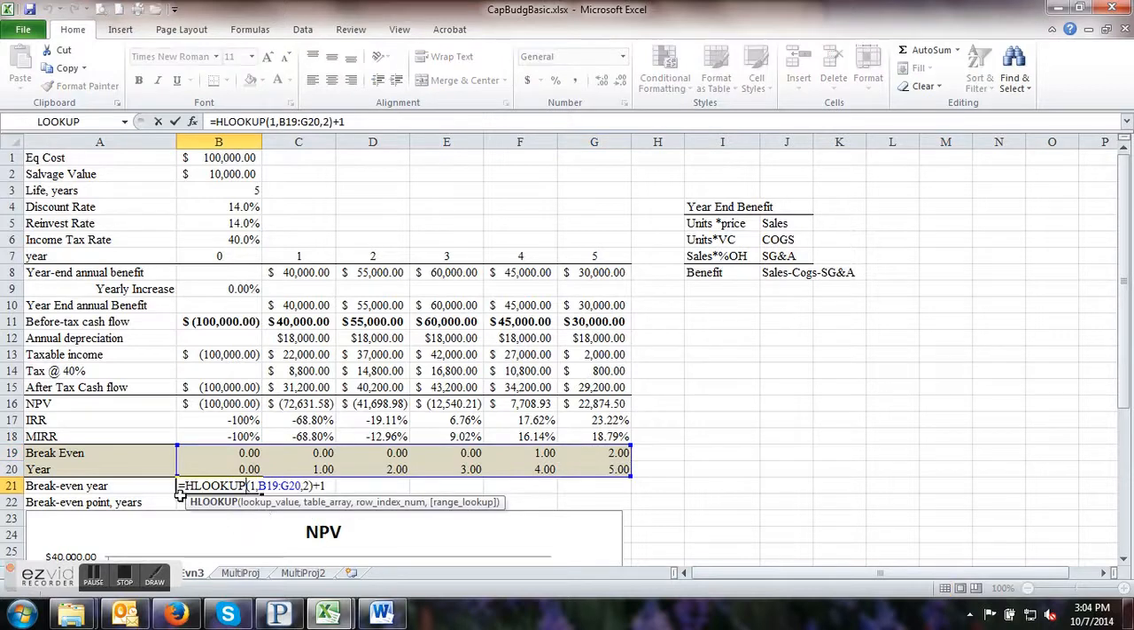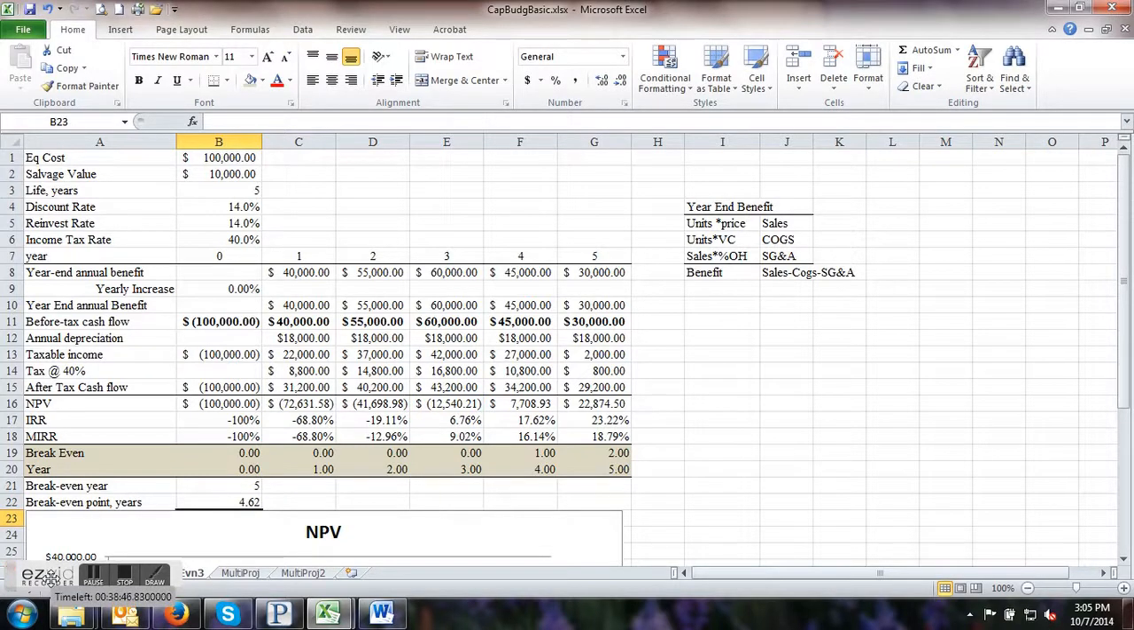The HLOOKUP command, we're looking for the number 1 in this array. It's going to start with the top row. Once it finds the number 1, it's going to go to the second row and report the value. So this goes out and finds the number 1. It reports the value 2, and then we add 1 to it. And finally, we do our calculation for what the exact break-even point is based on a linear interpolation. So just some additional information.